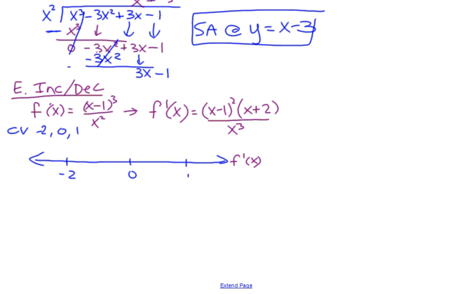Negative 3. I find the smaller the number, the easier it is. No, as in negative 10 being smaller than negative 3. Oh, sure, negative 10. So this will be negative 10 minus 1 squared, which is positive. Negative 10 plus 2 would be negative, all over negative 10 cubed, which would be negative.